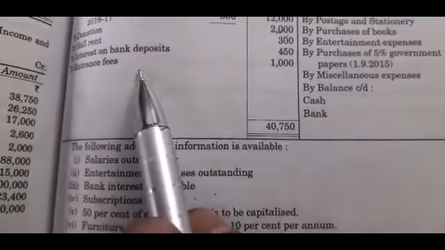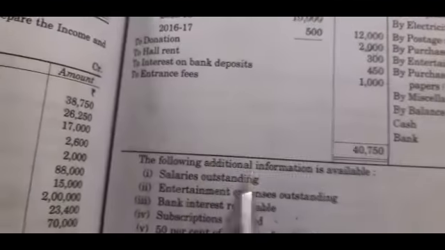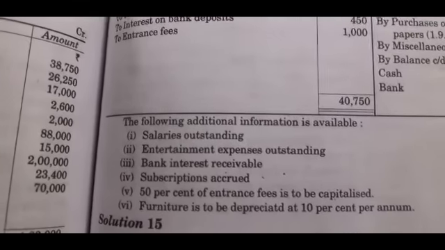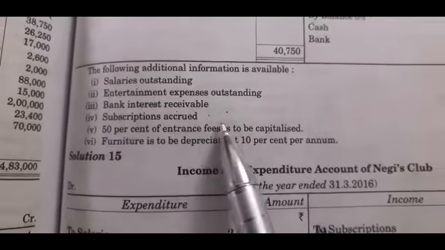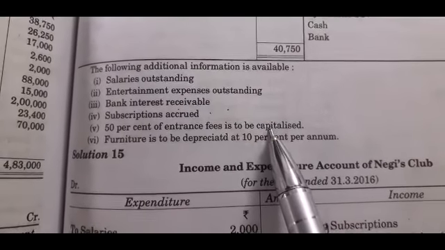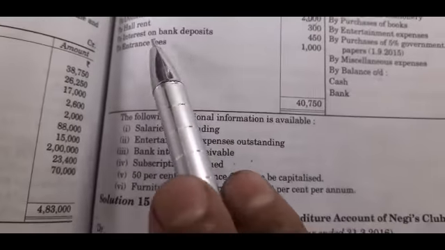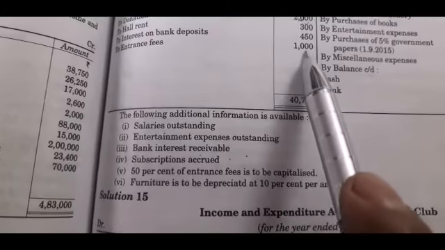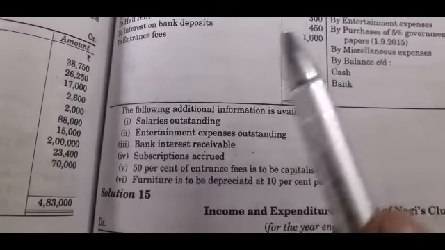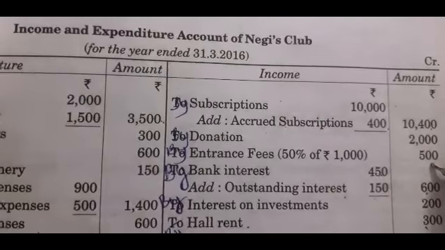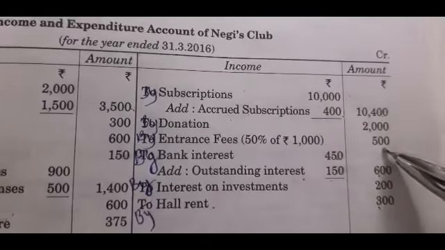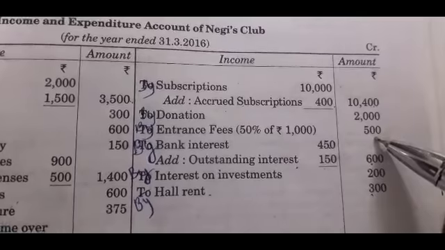Next is entrance fees 1,000. Entrance fees is an item of the income and expenditure account of revenue nature, but adjustment number 5 says 50% of entrance fees is to be capitalized. That means 50% part is revenue, 50% part is capital. So the 50% revenue part will be taken to the income and expenditure account, and the remaining 50% will be transferred to the balance sheet on the liability side.